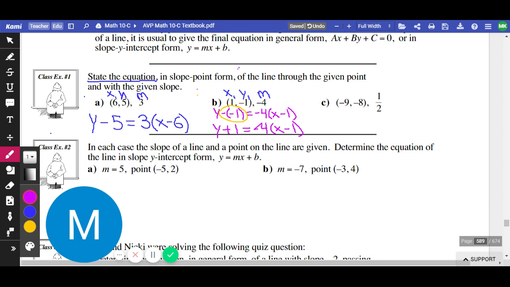Awesome. So for C, since we have a double negative, we have our x1 is -9, and our y1 is -8. We would change both of them to be positive. Instead of saying y minus -8, I would say y plus 8 equals m, which is 1/2, and then x minus -9, which is plus 9. That would be my equation.